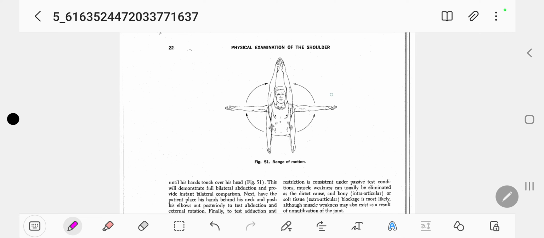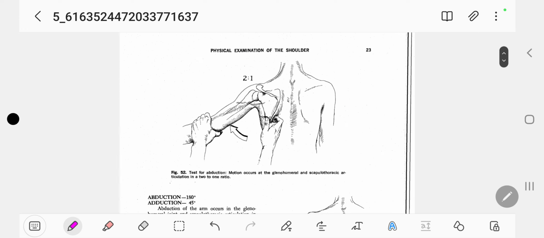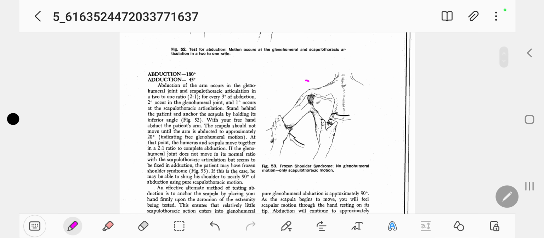This is the method of testing shoulder abduction. The arm is supinated, the hands are touching above the head. The elbow is extended. The test for abduction motion occurs at the glenohumeral joint and the scapulothoracic joint. 2 to 1 for the first 120 degrees. The scapula is fixed, only pure glenohumeral motion is there. Check whether movement occurs at the glenohumeral joint or only at the scapulothoracic articulation.